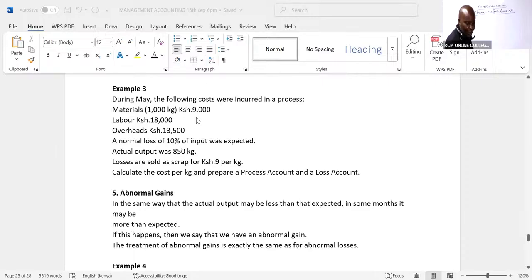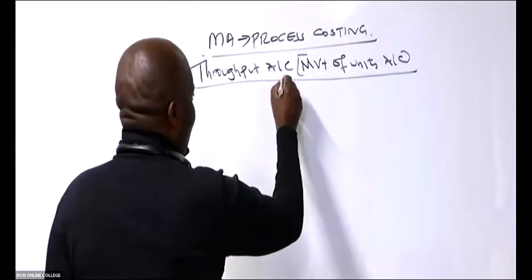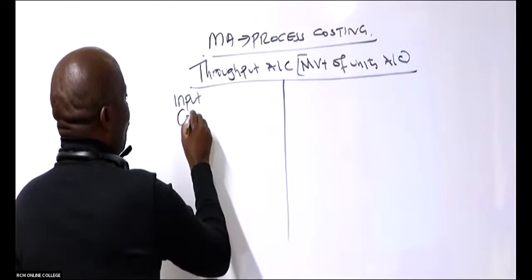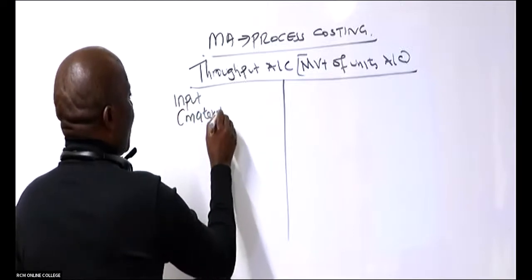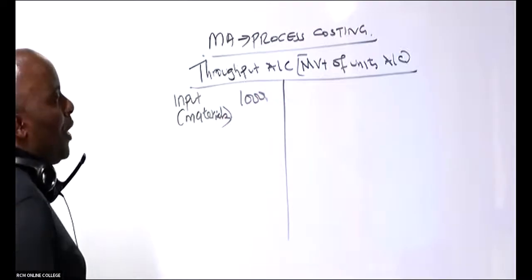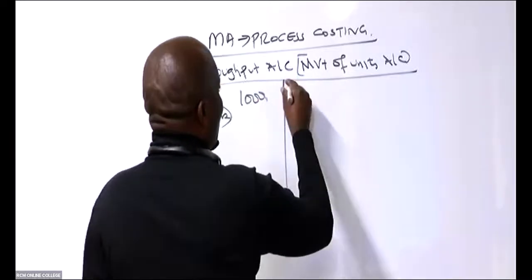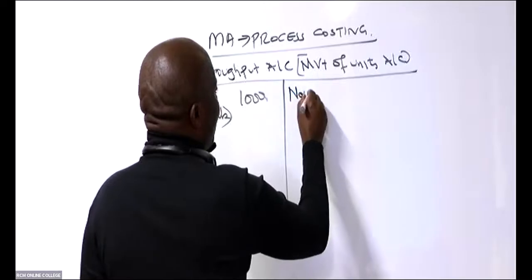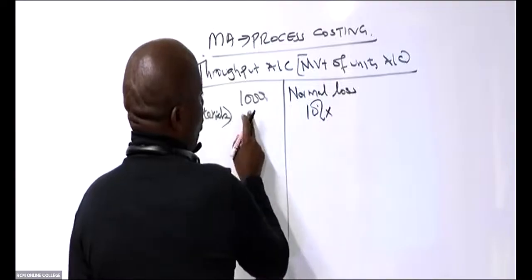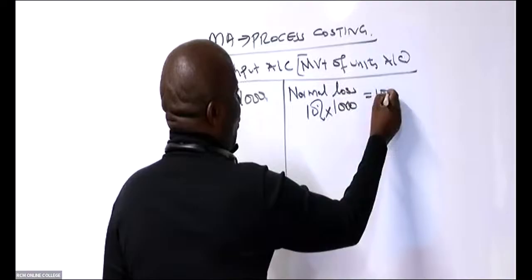And this is how it shall look like. It's just a normal T account. So we have input in the form of materials, 1,000 kilograms being put in. And then, ladies and gentlemen, we have our normal loss. So what is our normal loss percentage? Normal loss, they have told us it is 10% of the input. 10% of 1,000, which gives us 100, like that.